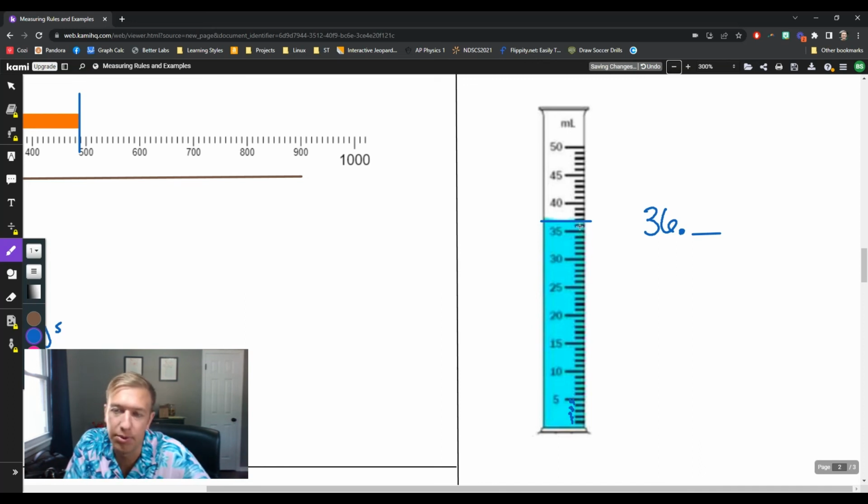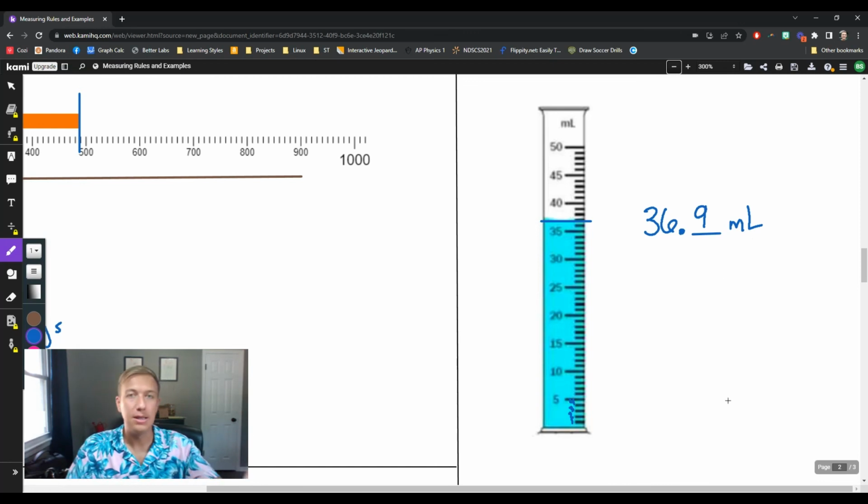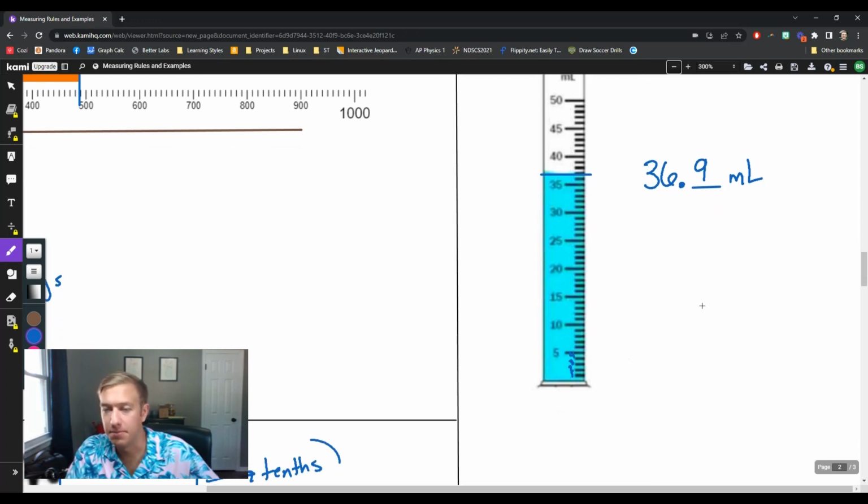So looking here, this is pretty darn close to 37. So I'm going to go 0.9, so 36.9, and I include my units. So again, I've written in decimal form, rule 1. I wrote everything that I know, the 3 and the 6, 36, rule 2. Then I made my one guess digit, rule 3, and I included my units, rule 4. So these rules apply not only for length measurements, but also volume measurements.